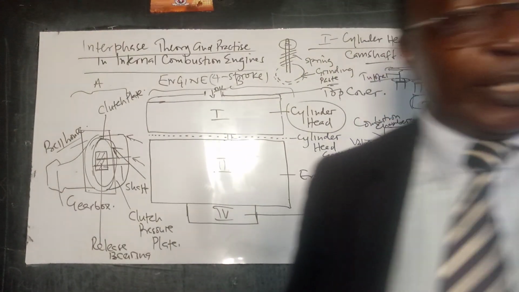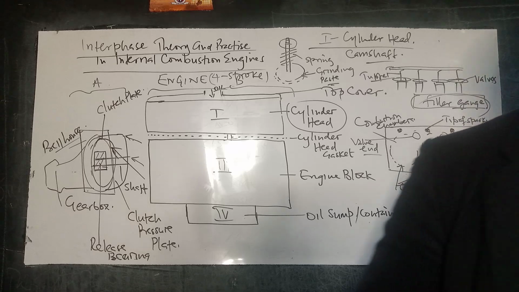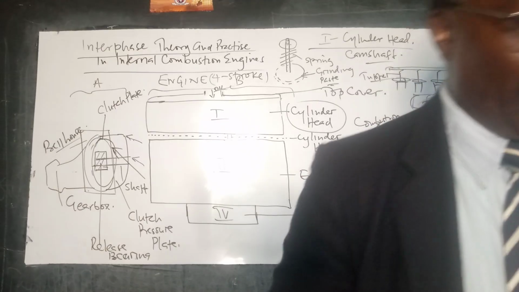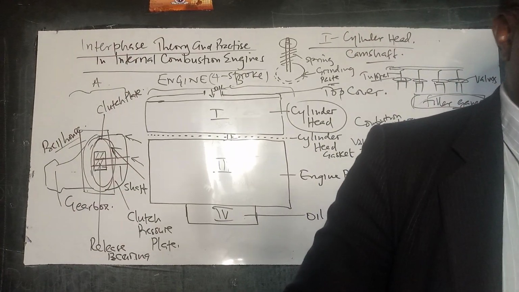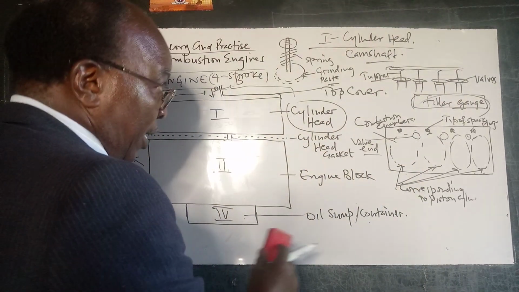Otherwise, you put a new valve seat for it so that it's able to sit and fit. If you grind it and it sits well, you put in liquid and it doesn't go through at all, that means it's completely tight, perfectly fitting. Bingo, you are through. Now, so that's the cylinder head.